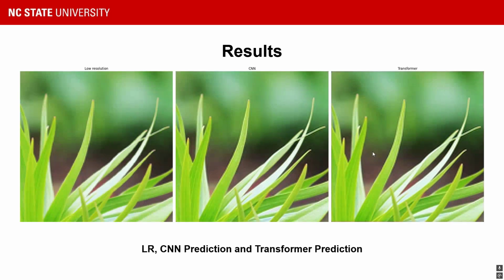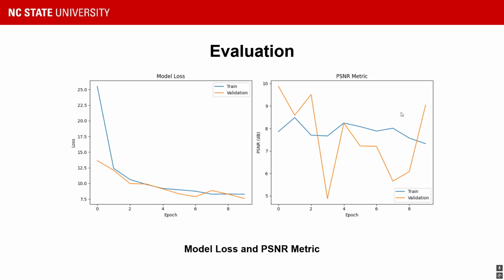As you can see, these are the results. This is the low res image, this is the CNN output, this is the transformer output. The transformer, from what we observed, is more or less always either equivalent or better than the CNN. The training time for the transformer was half the time for the CNN, and the number of parameters was half of the CNN. So we feel the transformer is the better model here.